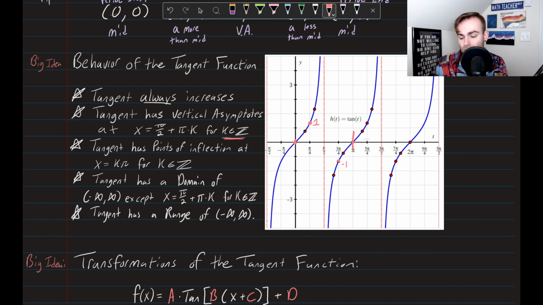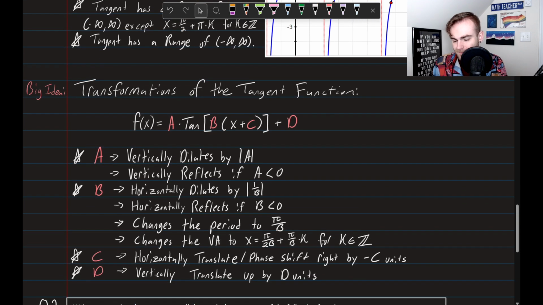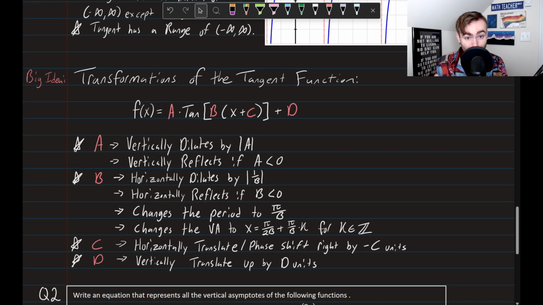The range, though, the range is interesting. Sine and cosine oscillate between negative 1 and 1. Tangent goes from negative infinity to positive infinity and does that an infinite number of times, which I think is really, really cool. So transforming this function, a lot of talking from me, I know.